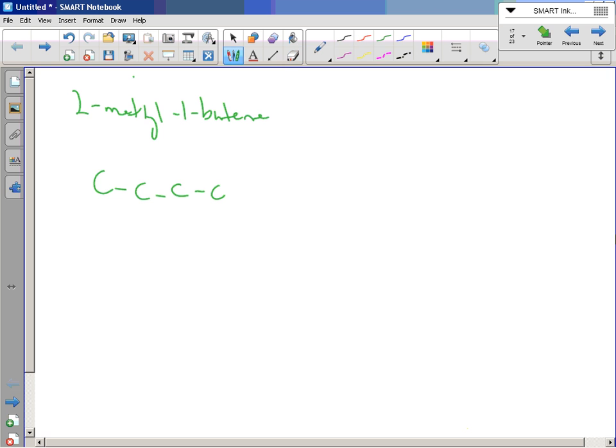Where does the double bond go? After the first carbon. Where does my methyl go? On the second one, right? CH3. And let's add our H's in. CH2, full, CH2, CH3. So that's the tricky part, drawing it up. Plus HBr.